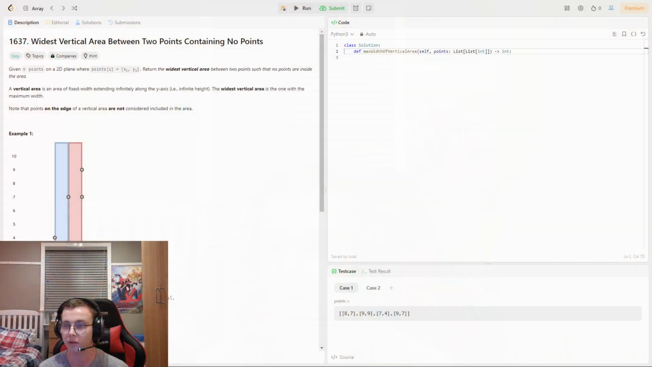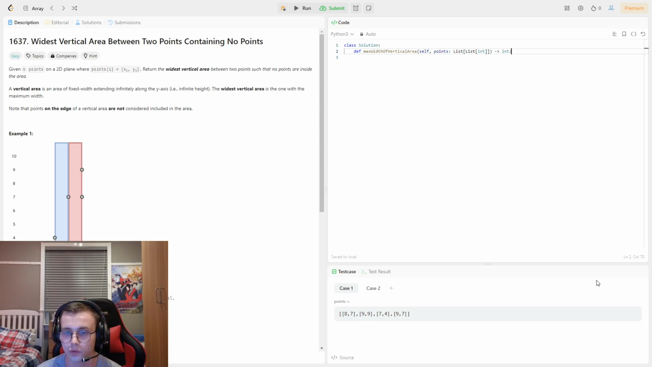So the problem I'm going to be attempting to solve today is 1637, widest vertical area between 2 points containing no points. Okay. So, you're given n points on a 2D plane where points[i] is equal to [x_i, y_i]. Return the widest vertical area between 2 points such that no points are inside the area. Okay. A vertical area is an area of fixed width extending infinitely along the y-axis, i.e. infinite height. The widest vertical area is the one with the maximum width. Note that points on the edge of a vertical area are not included in the area.